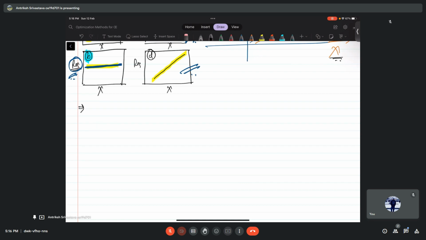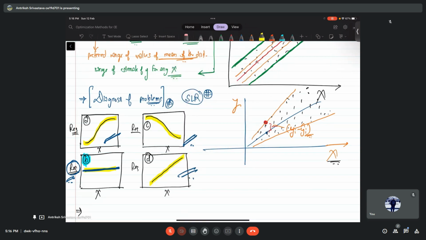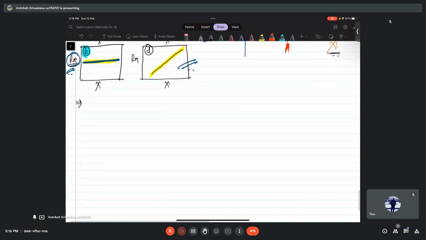Now we also made one assumption, and that was that the spread of the observation or the response across this particular x is normally distributed. And now I will ask you which figure is showing that this residual is normally distributed.